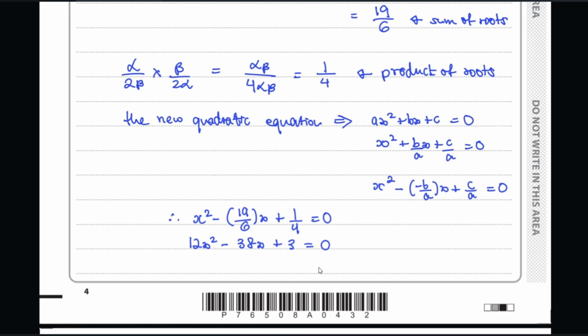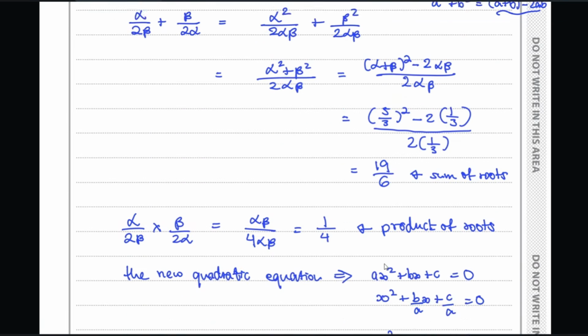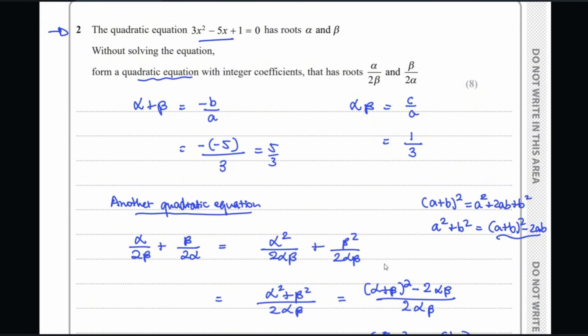Can this be simplified any further? 38 is not divisible by 3. 3 is not divisible by 2. So we can't simplify any further. And this is the new quadratic equation that we wanted: 12x squared minus 38x plus 3 equals 0. So we have found this equation without solving the first quadratic equation.